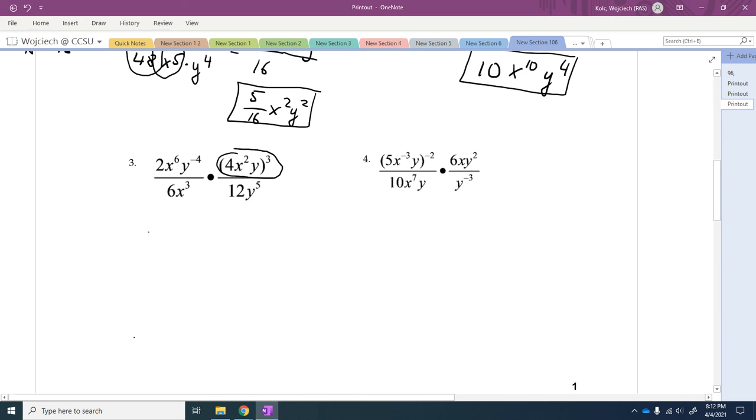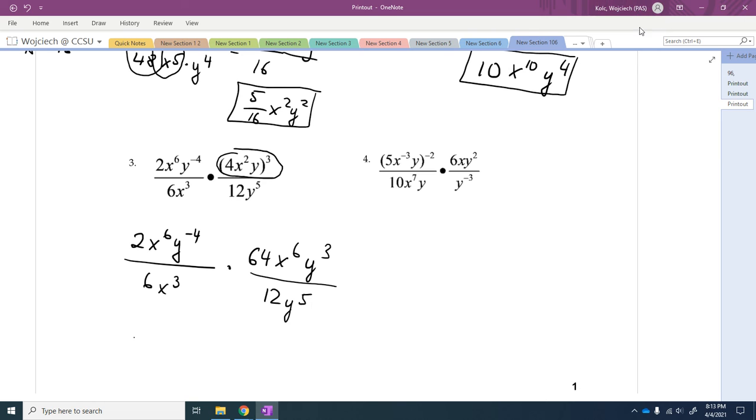So the first fraction, I will bring it down: 2x to the 6th, y to negative 4 over 6x cubed. Now times, what do I mean by 4x squared y to the 3rd? This means 4 cubed, which is 4 times 4 times 4, which is 64. x squared to the 3rd is x to the 6th, y to the 3rd, over 12y to the 5th.